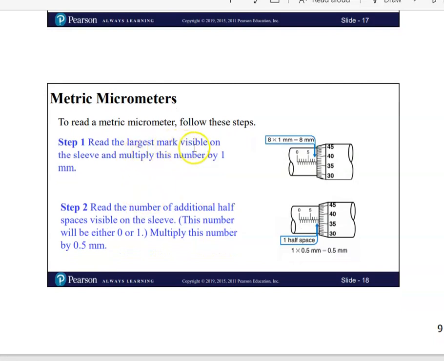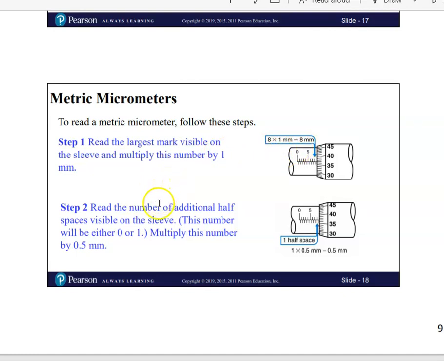Read the largest mark visible on the sleeve. So I'm seeing a 5 and multiply that number. I'm sorry, so we want to count 5, 6, 7, 8. And so 8 would be the largest number times 1 millimeter. So they got 8 millimeters.